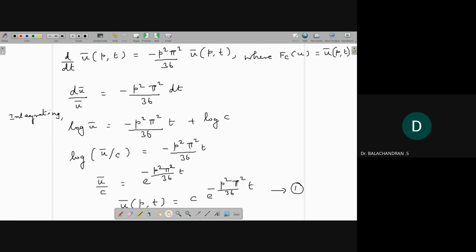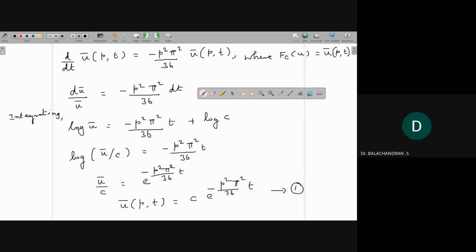Now I need only ū. If you cross multiply, you get ū, a function of p comma t, equal to c into e to the power minus p²π²/36 into t. I call this equation number 1.